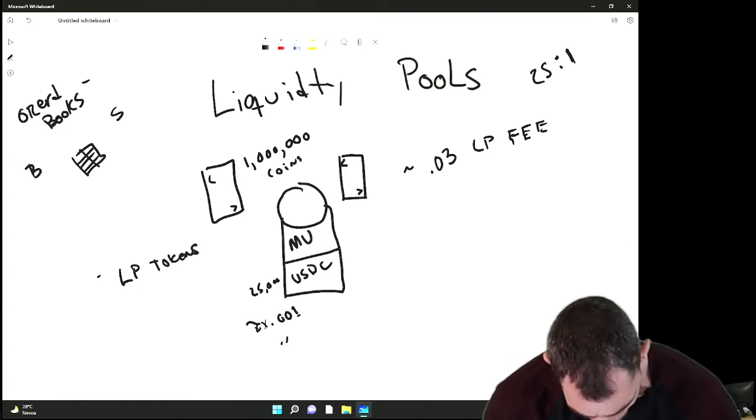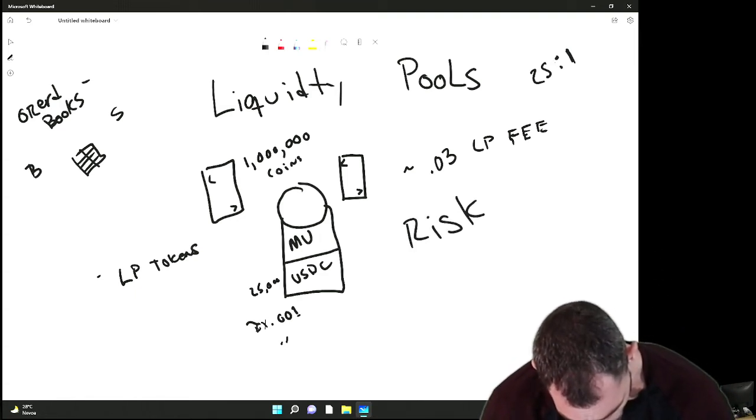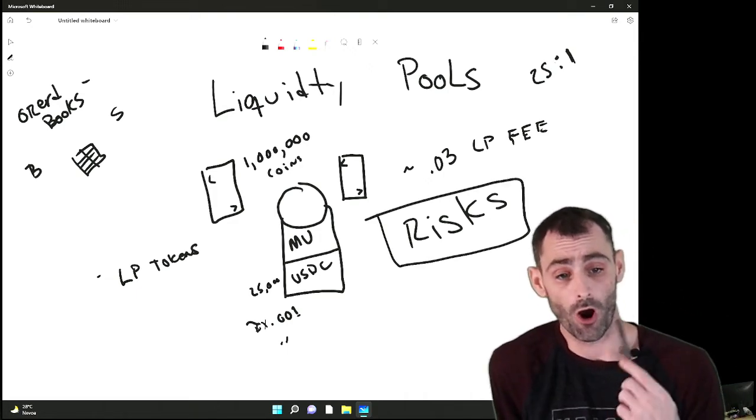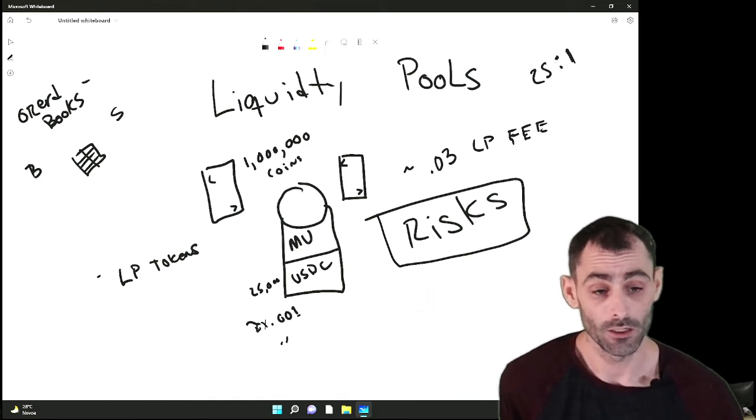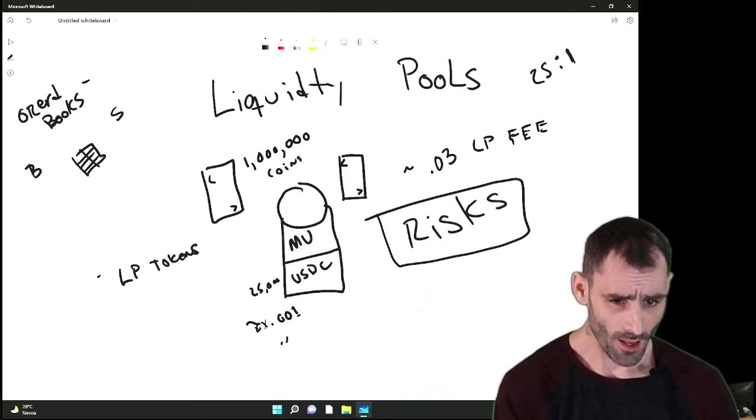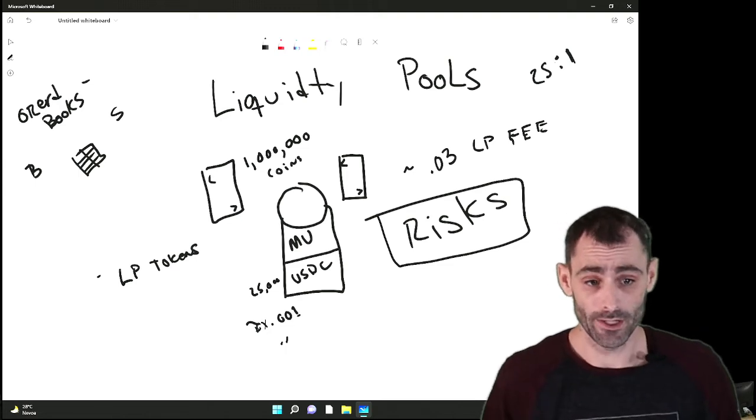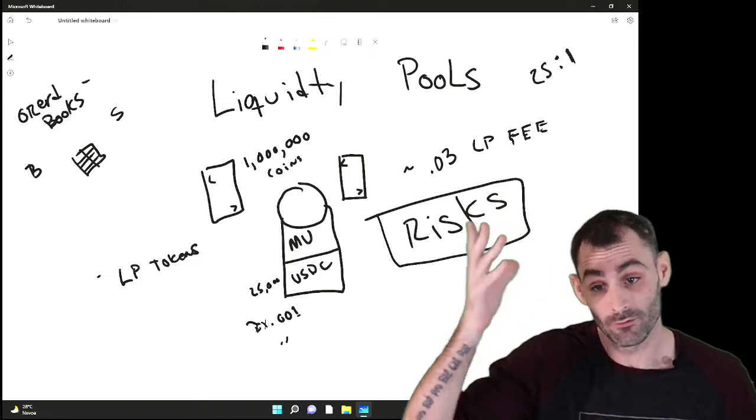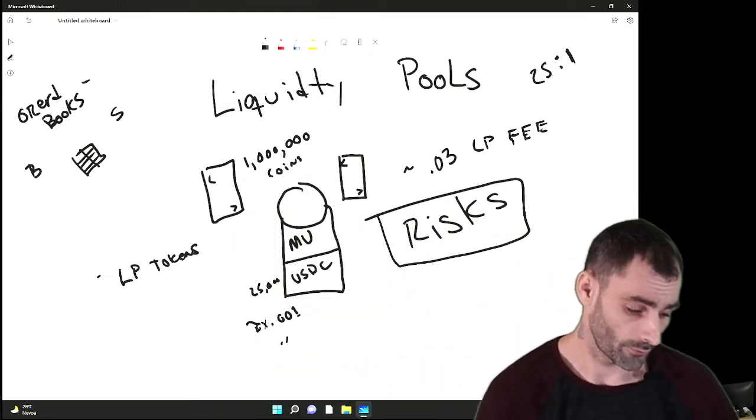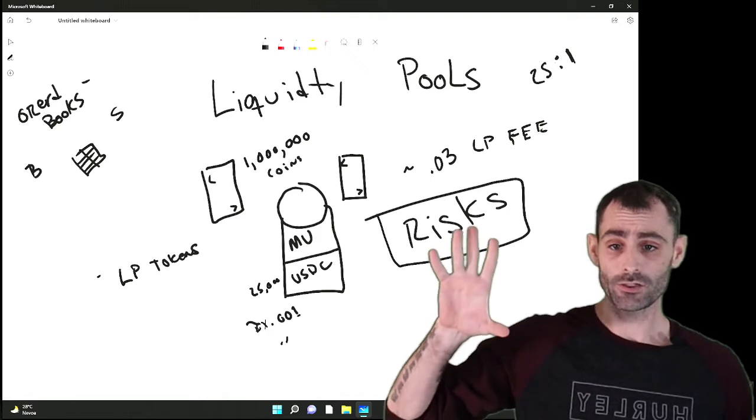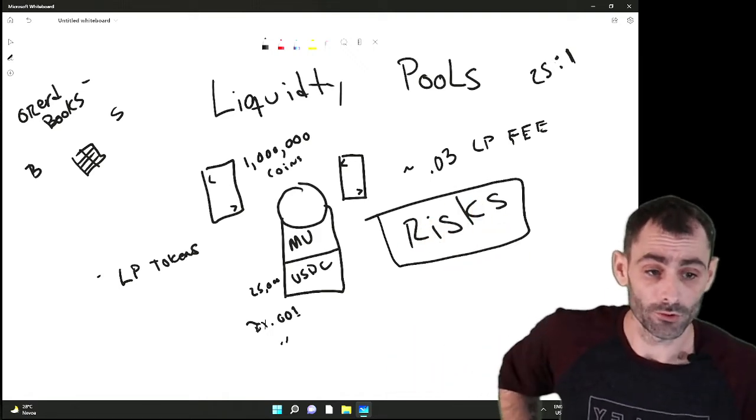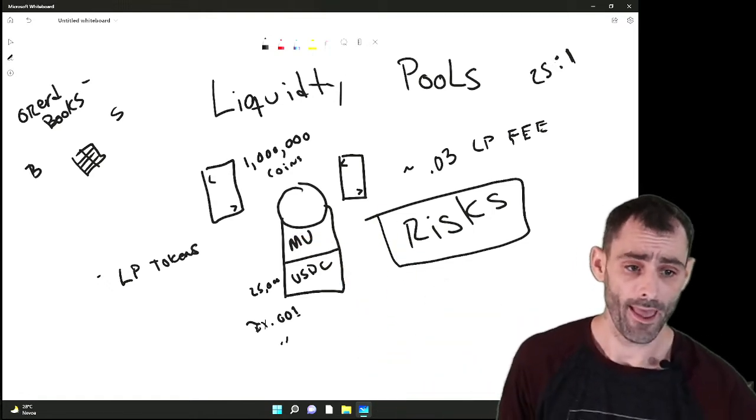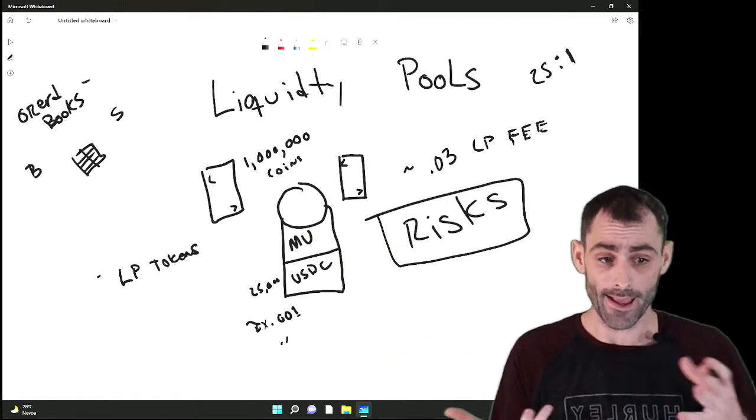Now, what are the risks? There are risks when providing liquidity. You have your general risk that you have in crypto if you're providing liquidity for unknown projects. And there are actually a lot of liquidity pools that incentivize you to provide liquidity, and they're literally scam projects.